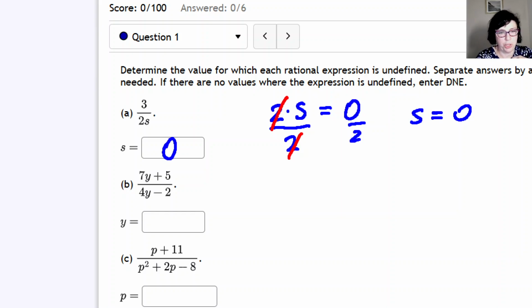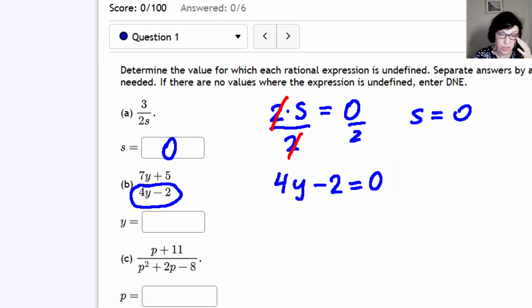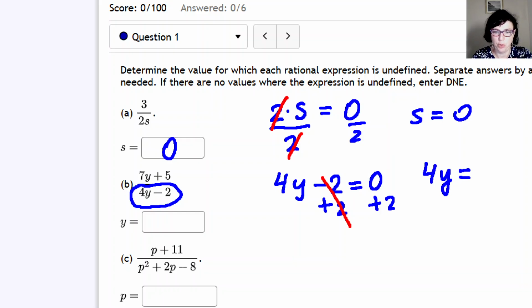The next expression, again, we are going to start with just looking at the bottom. We don't care about the top. We assume that that's not going to be 0 at the same time. We've got 4y minus 2 equals 0. Again, remember, this is just the bottom, not the top. The bottom dividing by 0 is not allowed. Okay, let's add 2 to both sides. That is going to cancel it here. And then we're going to wind up with 4y equal, well, 0 plus 2 is equal to 2.